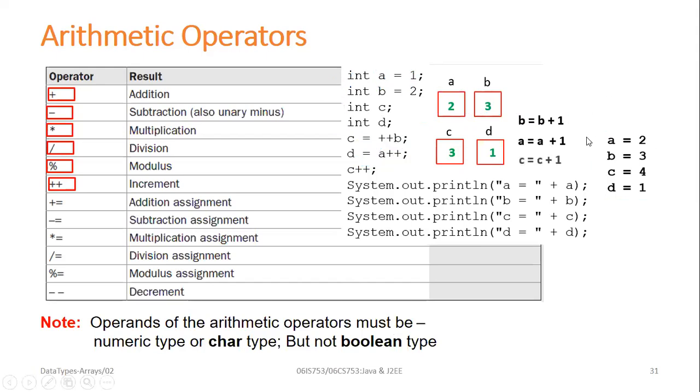That's how it is. So next, C equal to C plus plus. It's nothing but C equal to C plus 1. I'm going to change the value of C from 3 to 4. Next, I'm going to print the contents of A, B, C, and D. What's the contents of A? That is 2, so I'm printing 2. What is the contents of B? That is 3. I'm going to print 3. And what's the contents of C? It's nothing but 4. I'm going to print 4. And what's the contents of D? That is 1. I'm going to print 1.